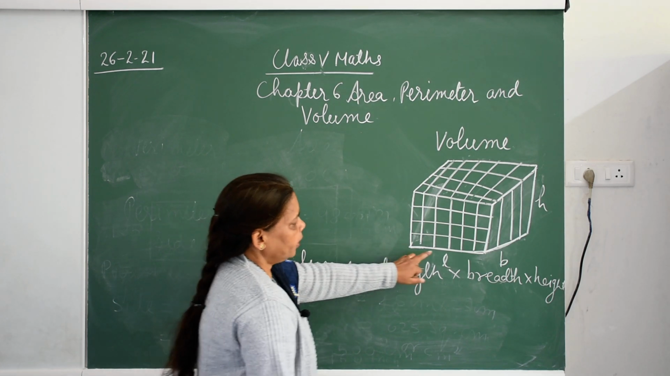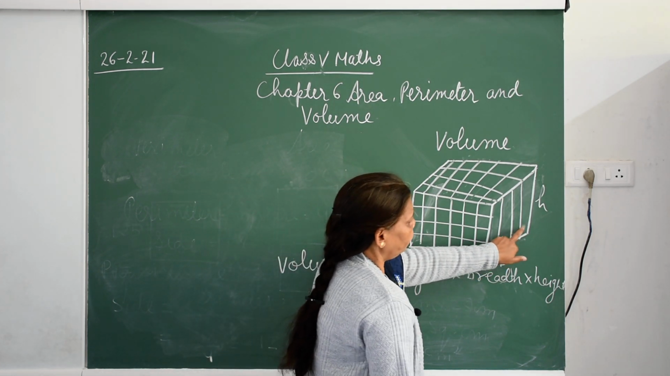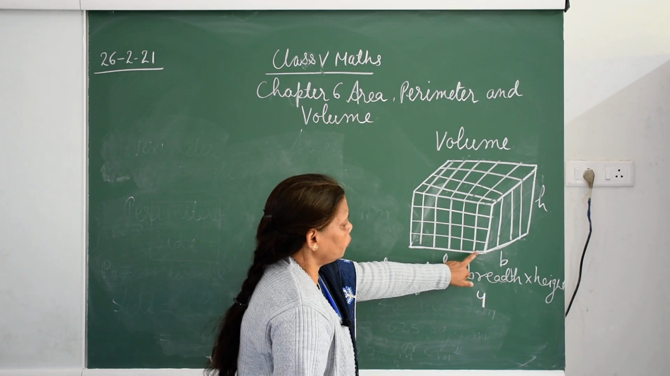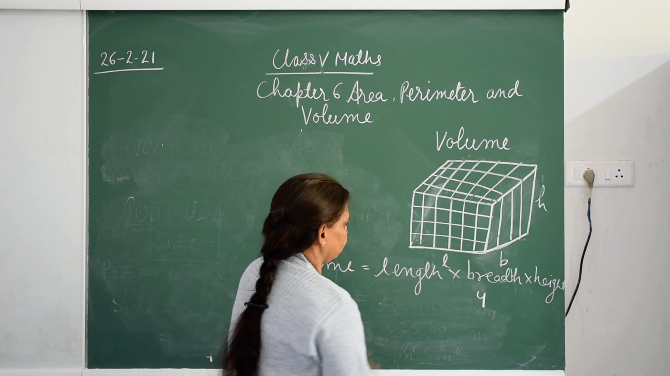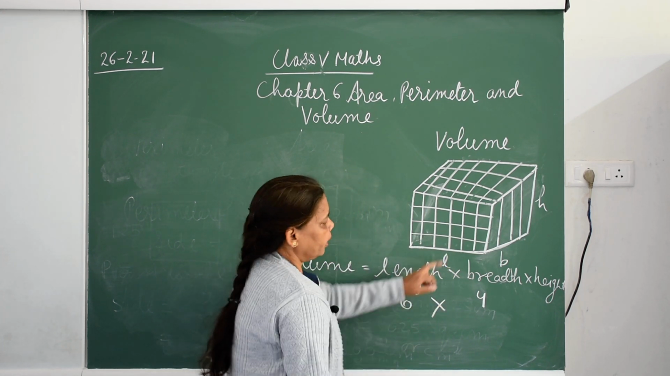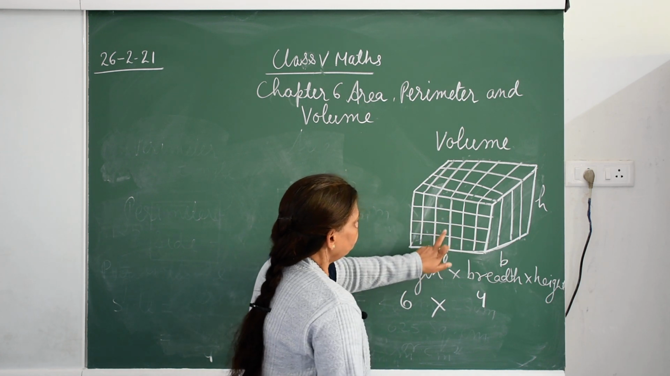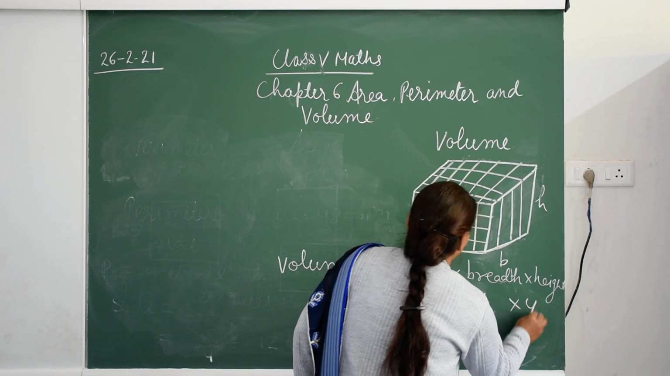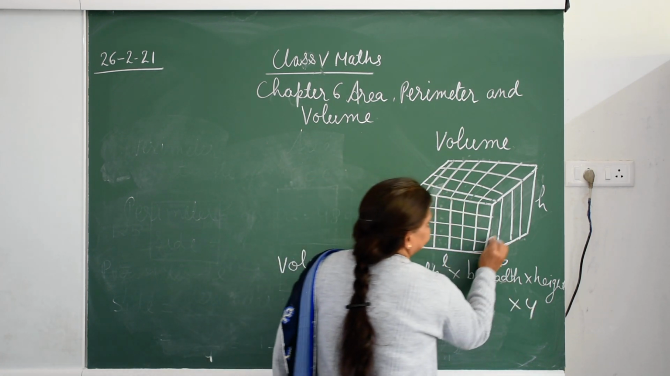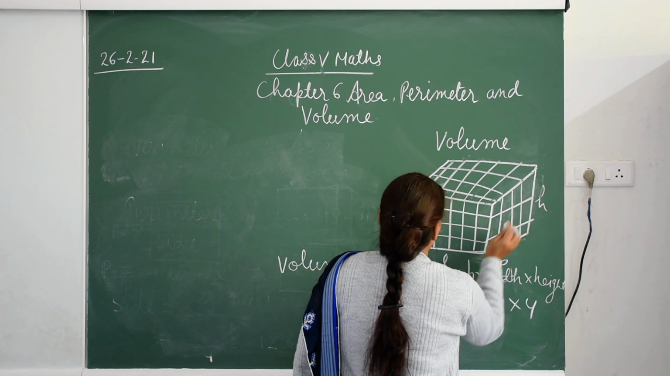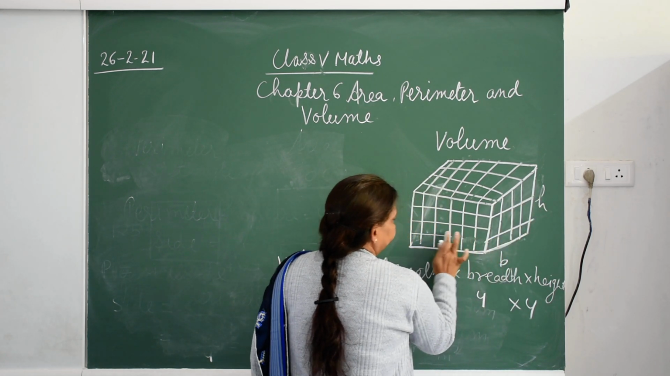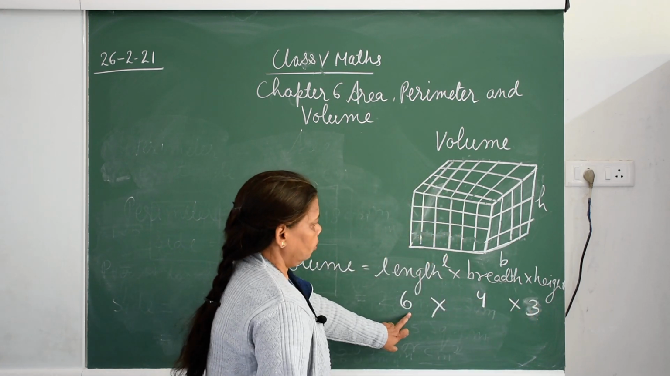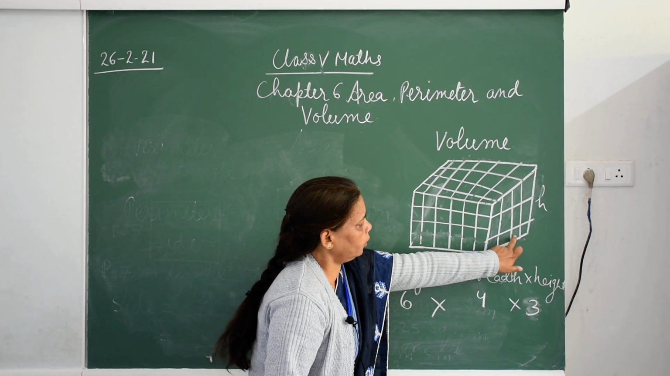So here how many rows are there? 1, 2, 3, 4. So this one is 4. And how many cubes in each row? 1, 2, 3, 4, 5, 6. This one is the length. And how many layers? 1, 2, 3, 4. So we will make 3 layers.